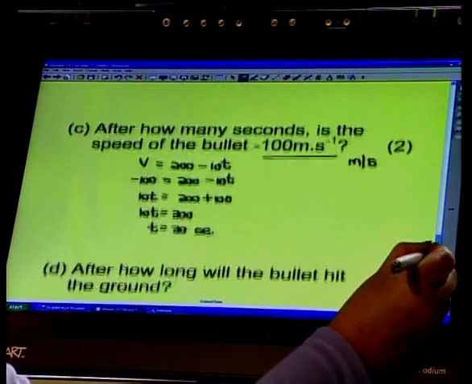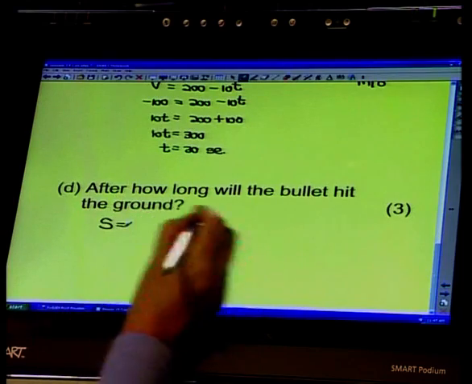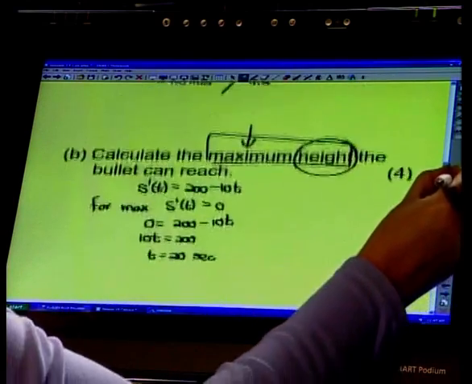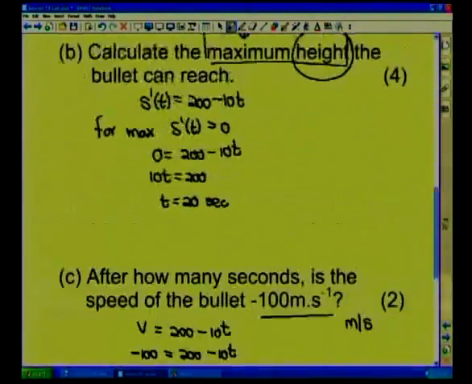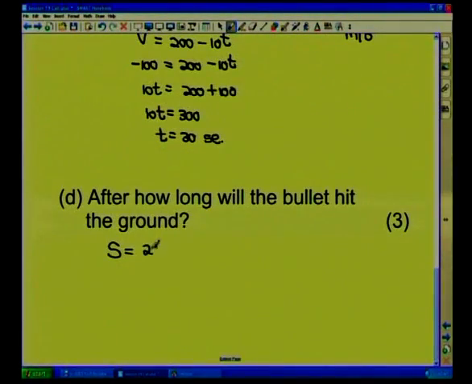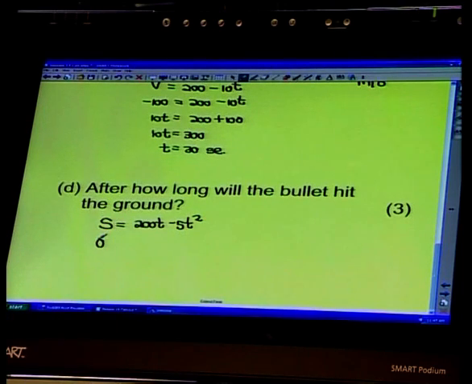Now it says, after how long will the bullet hit the ground? The ground is where s is 0. Just to remind myself what that equation was, s is 200t minus 5t squared. If it's going to hit the ground, do you agree with me, its displacement would be 0. It would be back to where it started.